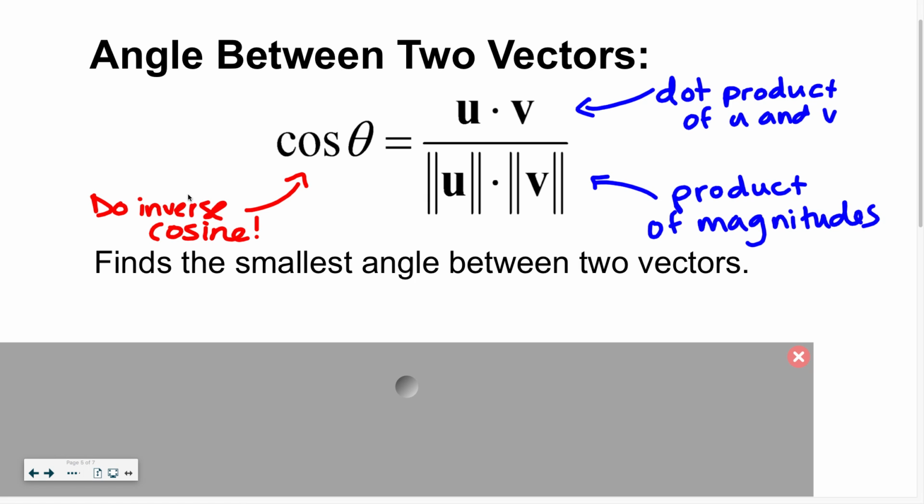Quick note, it finds the smallest angle between two vectors. When you take the inverse cosine, you're always going to get an angle between 0 and 180. So if I drew in two vectors here, put one in quadrant 1 and one in quadrant 2, it's going to spit out a number between 0 and 180 when I solve for theta. So it's giving the smallest angle between those two vectors. It's not giving this larger angle that's more than 180. So that could be in any direction as long as it's the smallest angle.